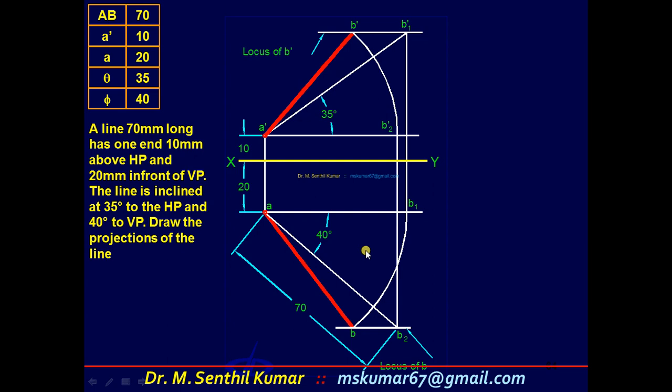As the final check, you have to draw a projector from B dash that must pass through B. Then only your answer will be correct. Suppose the point B is not lying on the projector drawn through B dash, that means you made some error while measuring or marking length or angle. As the final step, draw a projector through B dash. It must pass through B. So this is the answer for this particular problem.